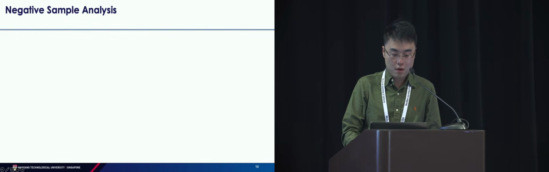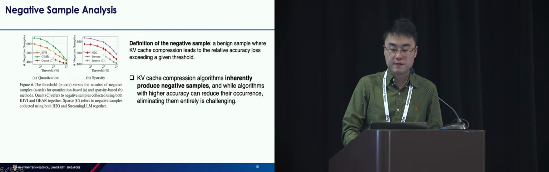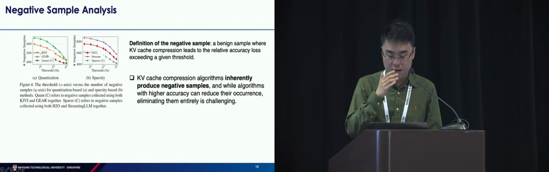Finally, for the negative sample analysis, we define the negative samples as benign samples where KV cache compression causes relative accuracy loss beyond a set threshold. In this figure, we vary the threshold and collect the numbers of negative samples for different KV cache compression techniques. We find that the KV cache compression algorithms naturally produce negative samples. The algorithms with higher accuracy can reduce their occurrence, but it is challenging to eliminate them entirely.